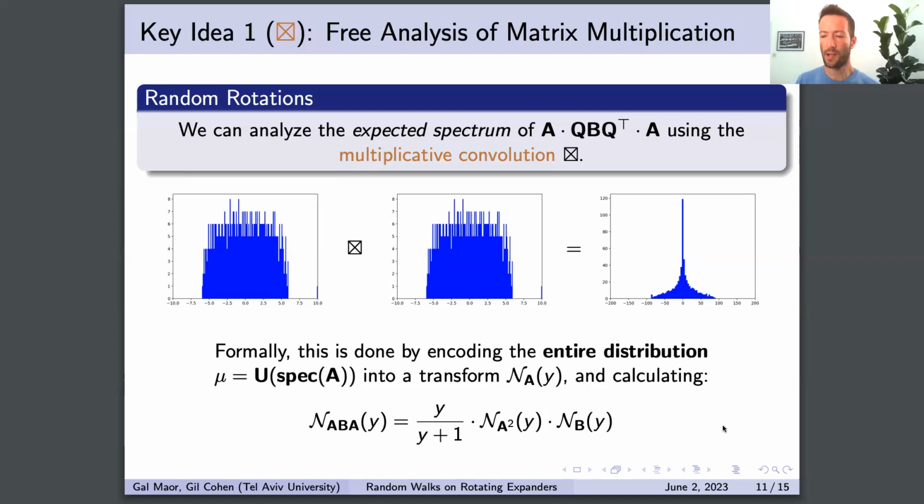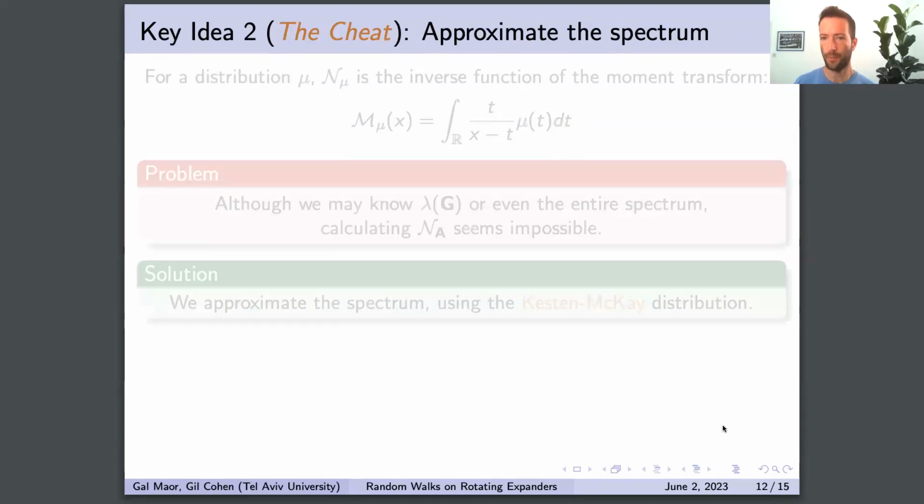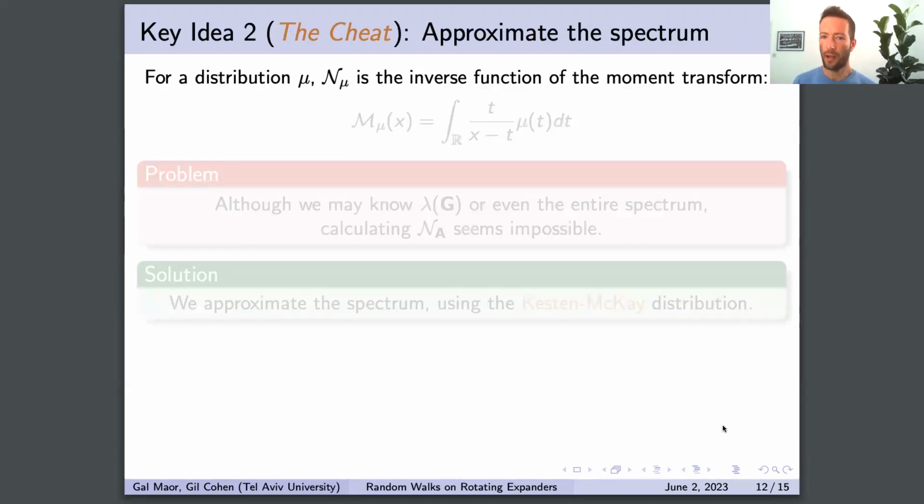Now, this leads us to the second key idea of the proof, which is the cheat. I have told you that I used the N transform for the analysis, but I did not tell you what it was. And the N transform is actually the inverse function, inverse under composition, of the moment transform. The moment transform of the distribution mu is defined by this formula.